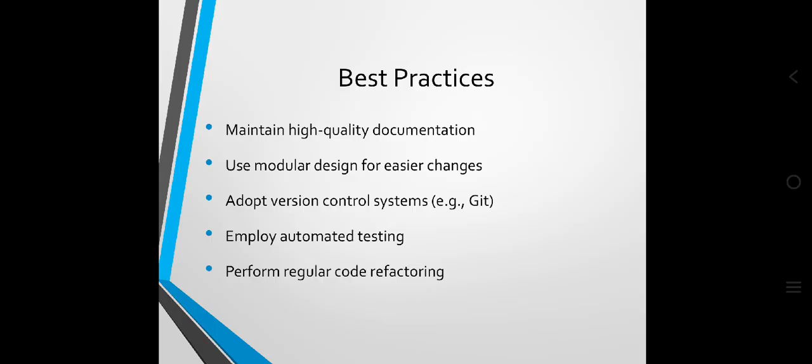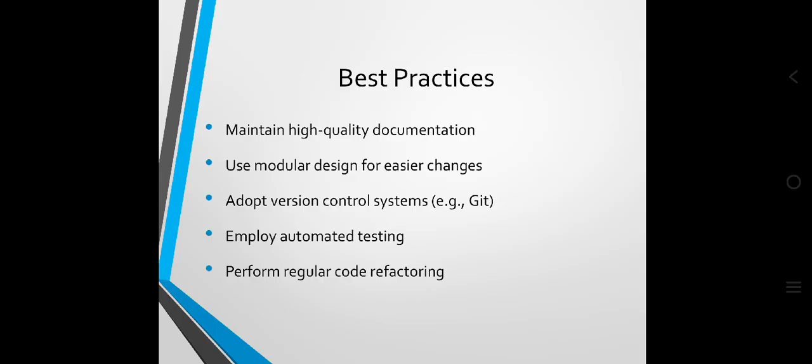Fourth one is implement automated testing. Automated tests are a maintenance team's best friend. Automated unit and integration tests run quickly and repeatedly, providing a safety net that immediately flags if a new change has broken existing functionality. This practice is vital for reducing the risk of introducing new defects during maintenance.